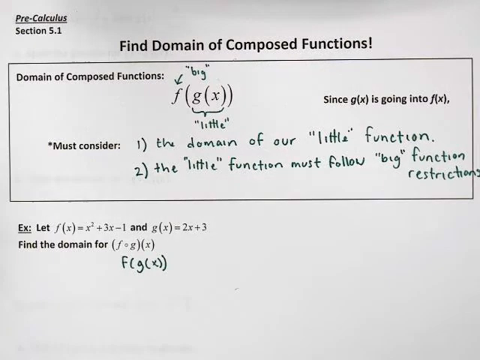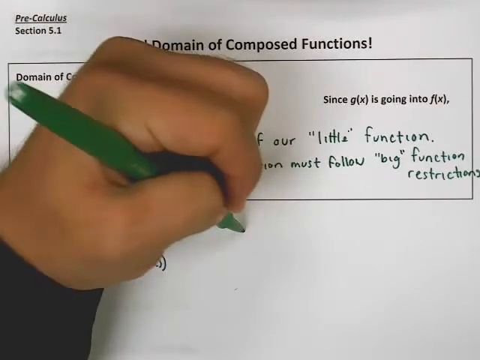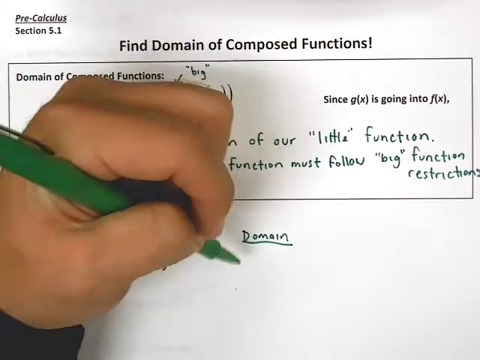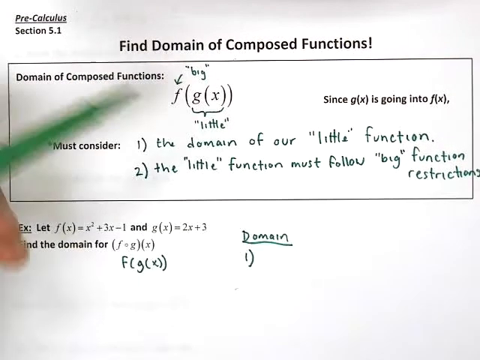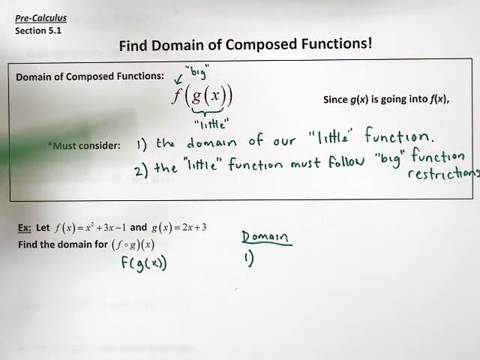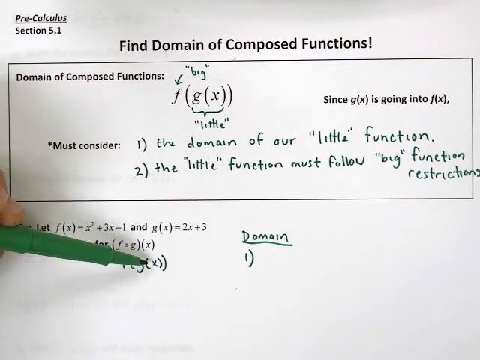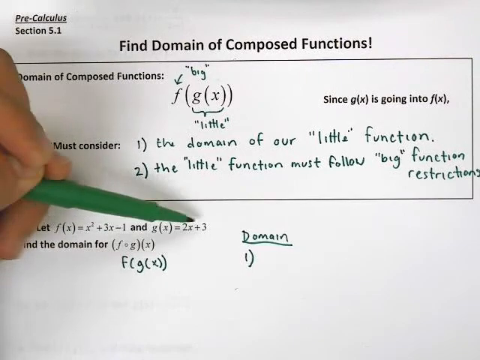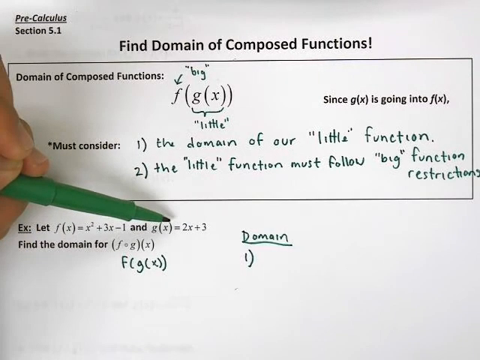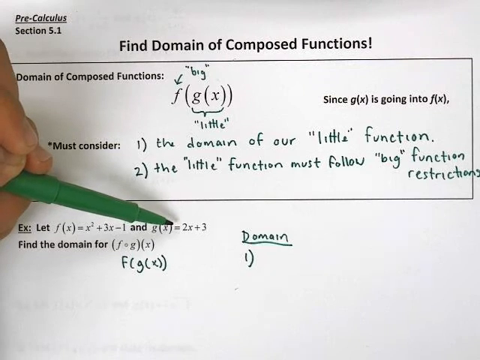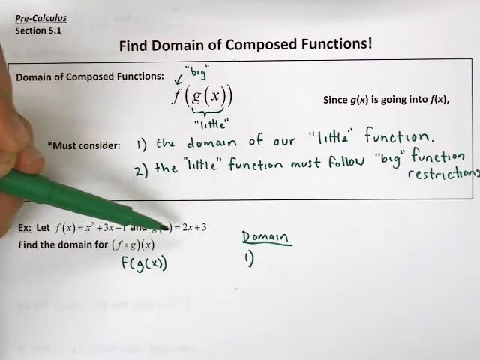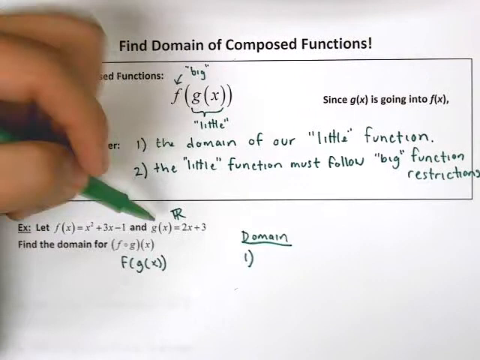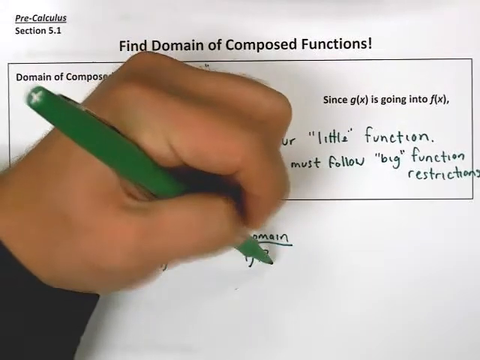So when we start to get our domain, when we want to get our domain, we have to consider our two rules. Our first rule is we have to have the domain of our little function. Well, our little function is g of x, and if we notice, there's no restriction on g of x, right? 2x plus 3, this is in the numerator. It's not a radical, it's not in the denominator, it's not a radical in the denominator, so we know that the restrictions on g of x, or there aren't any, right? So we have all real numbers.